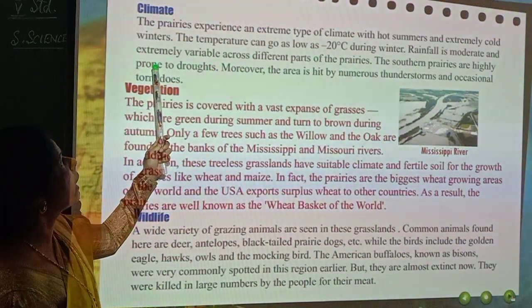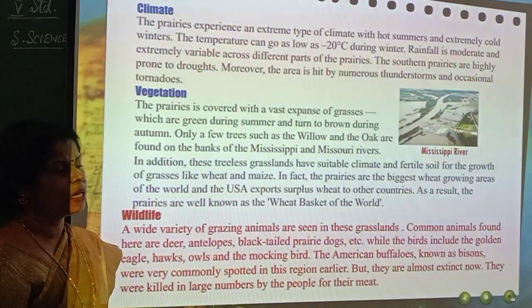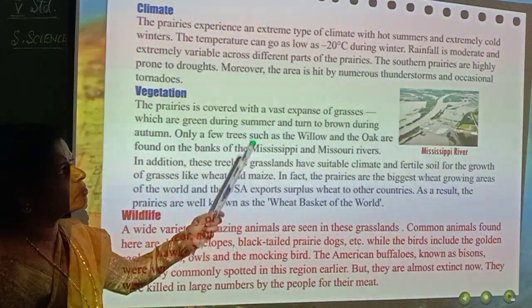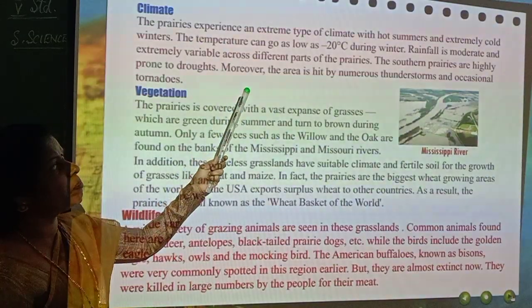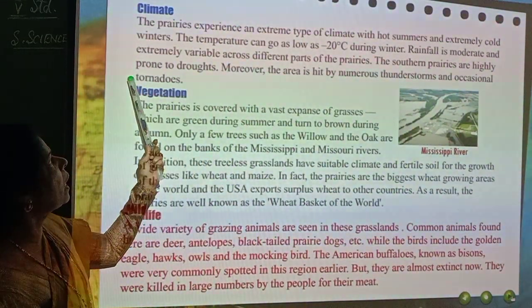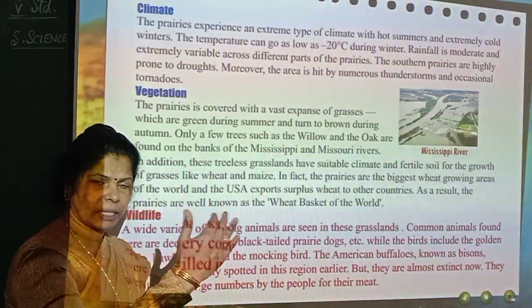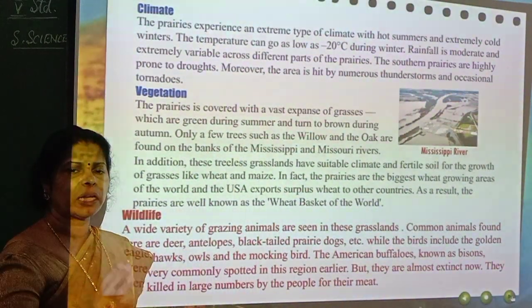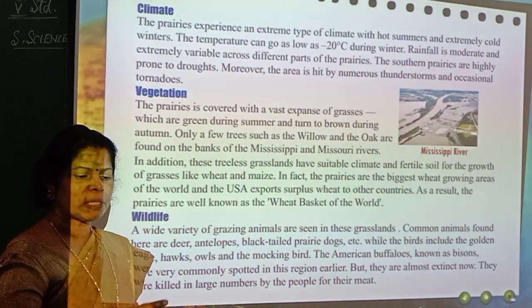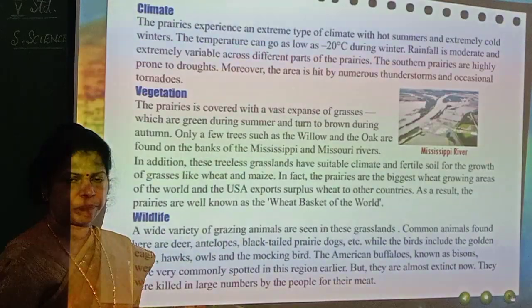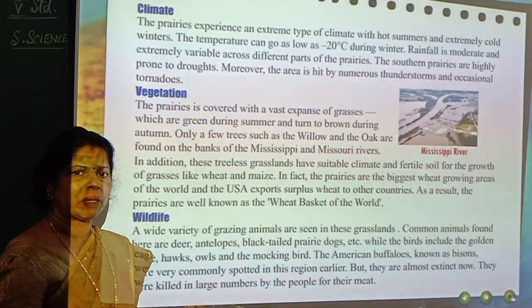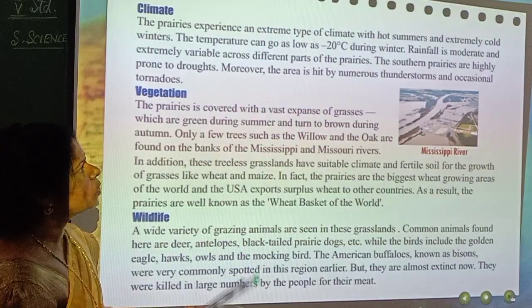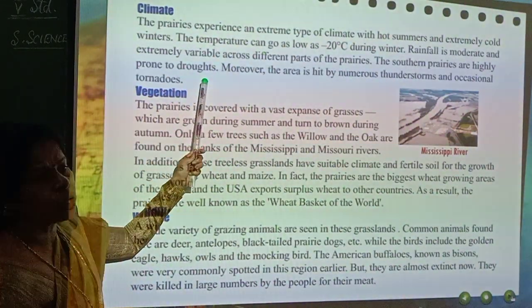Rainfall is moderate and extremely variable across different parts of the prairies. Moderate rainfall means not very heavy rainfall, not very low rainfall. It is medium, so it is called moderate rainfall, and extremely variable across different parts of the prairies. The southern prairies are highly prone to droughts. See, the southern part of the prairies is prone to drought. Drought means wherein you are not able to get water. Understood? So the land becomes barren. Barren means its fertility is lost. Once the fertility is lost, you cannot grow crops there. Okay, that is called drought condition. Did you understand? So here the southern prairies are highly prone to droughts.